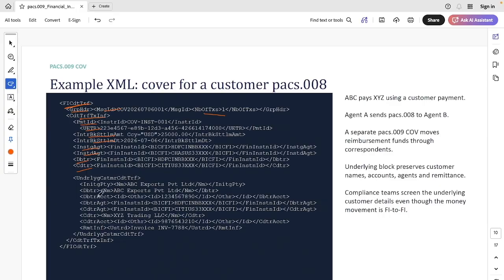But the most important difference appears in this block: underlying customer credit transfer. This block is what makes the message a cover message. Inside this block, we see the customer payment details, the initiating party, the debtor account, the debtor agent, the creditor account, then remittance information, and so on.